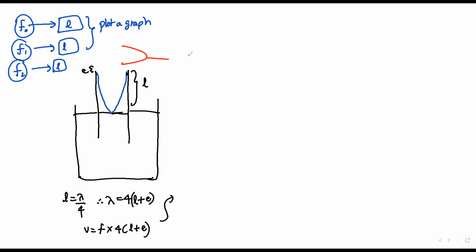But here, while we change the respective overtone, whether it's the fundamental, first or second, we are going to observe the length. So L should be the independent variable. So we can say V over 4F is equal to L plus E, and we can say L is equal to V over 4F minus E.